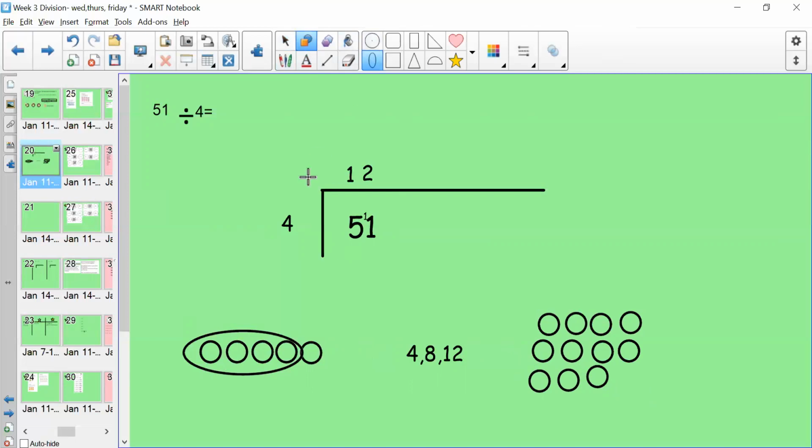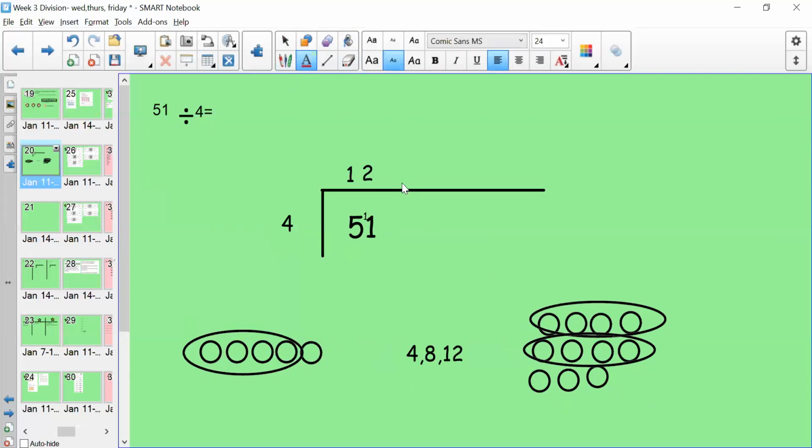We are going to now circle groups of 4 because we're dividing by 4. So we've got 1 group of 4, 2 groups of 4, which is that 2 up here. And here we can see that there is 3 left over. So that will be our remainder because that cannot be shared into anything else. So we write next to the 12, 12 R 3. Okay, so 51 can be divided by 4 12 times with a remainder of 3.